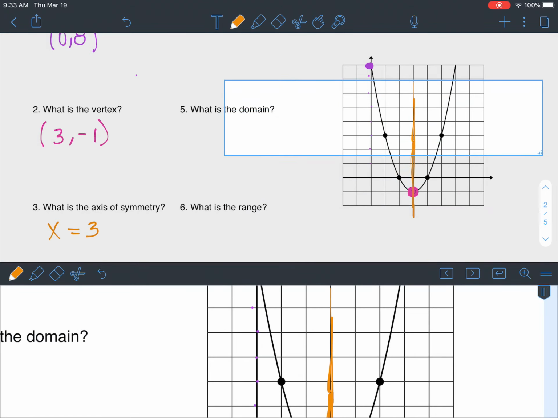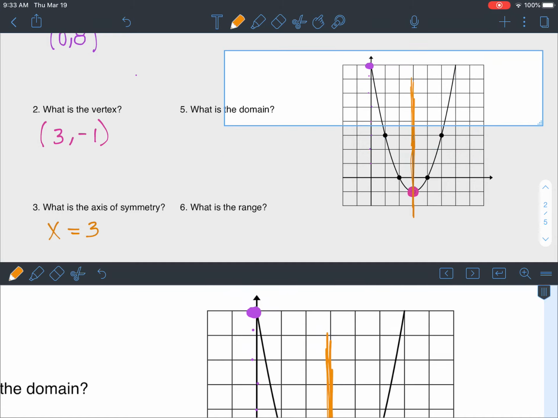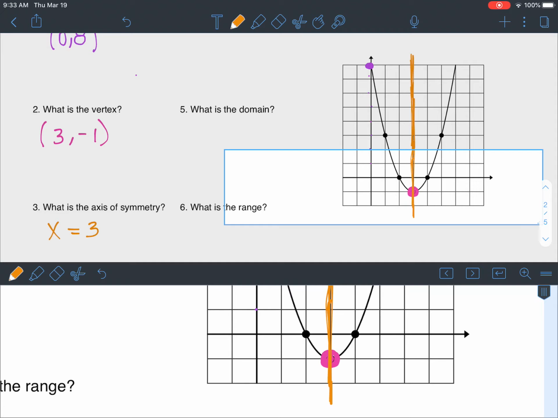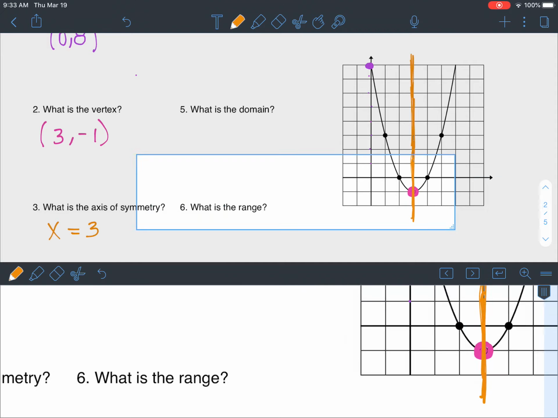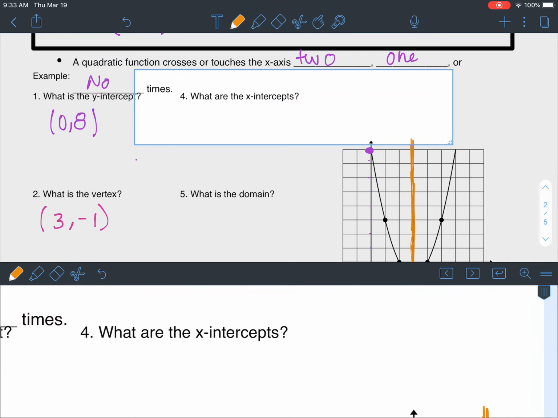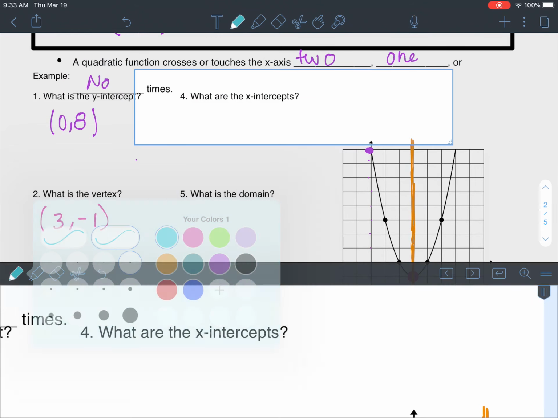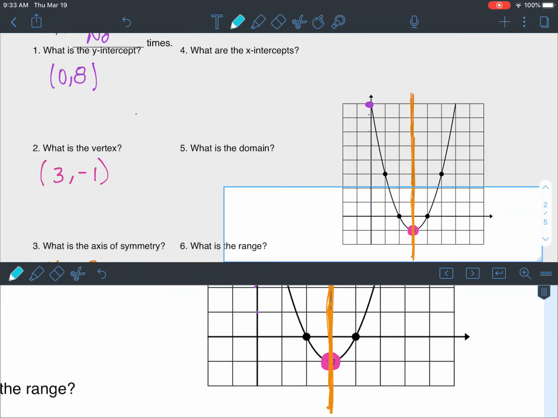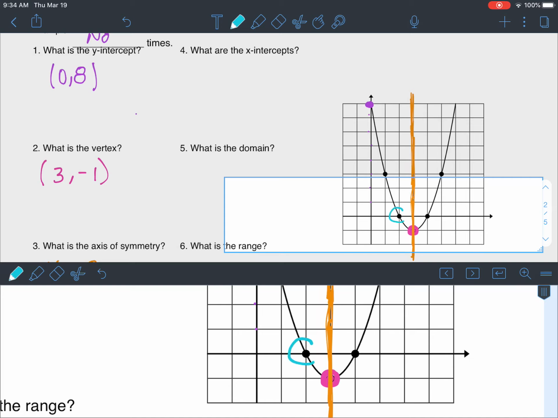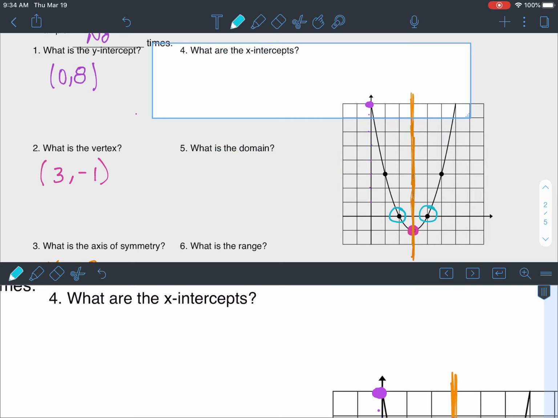And then keep coming up. Sorry, it's hard to draw in this little box. So that orange line is going to be our axis of symmetry for this quadratic function. The next thing that we're going to identify is our x-intercepts. So where is this crossing the x-axis? So that happens here and here, which is the point 2, 0, and 4, 0.